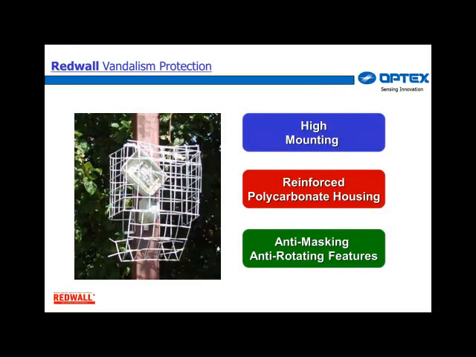So basically the SIP Redwall does not need to be mounted like this. We have high mounting, reinforced polycarbonate housing, and anti-masking, anti-rotation features as a counter against vandalism.